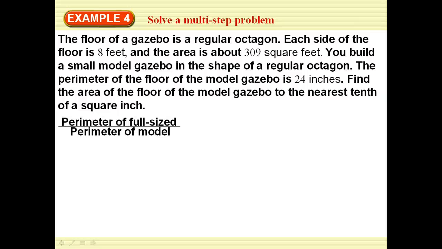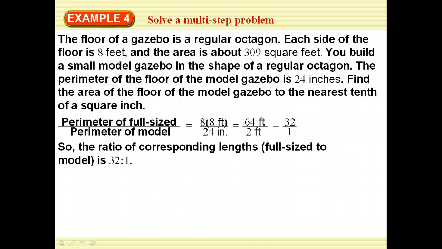Well, first thing I'm going to do is set up a proportion with these perimeters, since I know the perimeter of the small one, and I can find the perimeter of the large one. It's just 8 times 8, which gives me 64 feet, and the 24 inches needs to be turned into 2 feet so that I can reduce this and have a true ratio of 32 to 1. Now I could have turned them both into inches and reduced, and I would have the same ratio. So the ratio is 32 to 1.